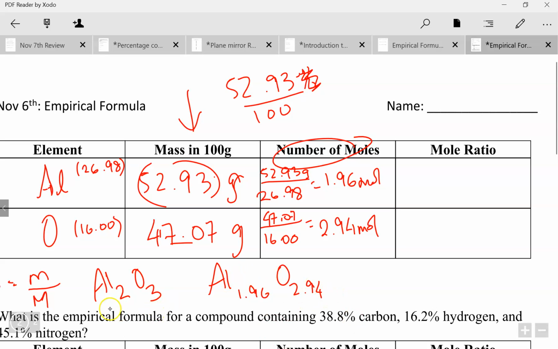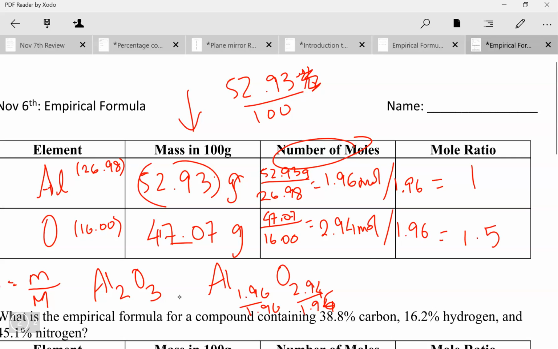To make sure that this is actually what it is, we are going to divide both of these by 1.96, just like we take the greatest common denominator and divide to find our empirical formula. If we divide both by 1.96, I have 1 here. And we're just going to divide by the smallest number. What is 2.94 divided by 1.96? That turns out to be 1.5.